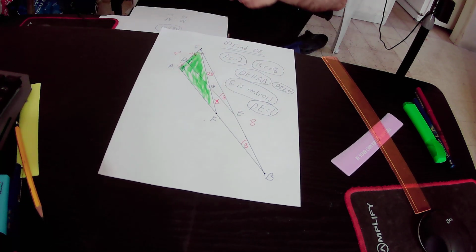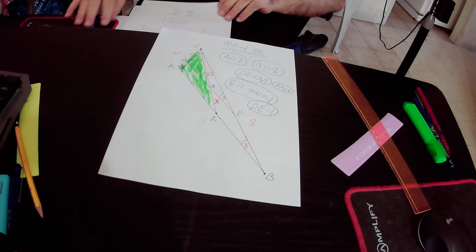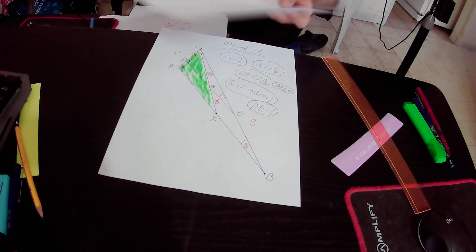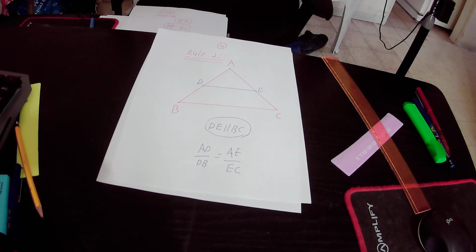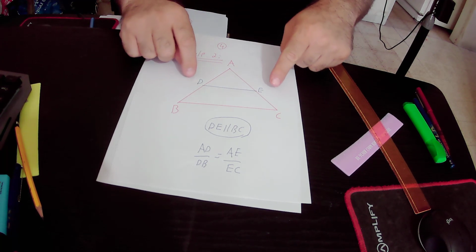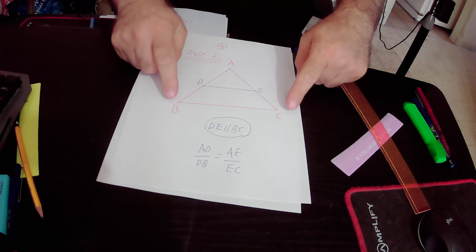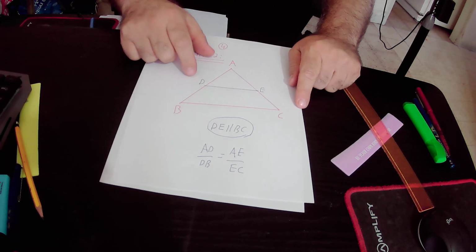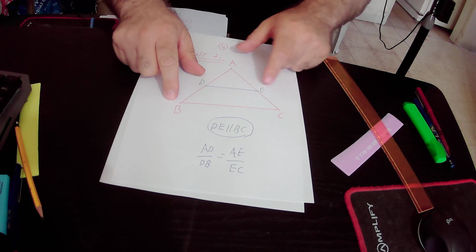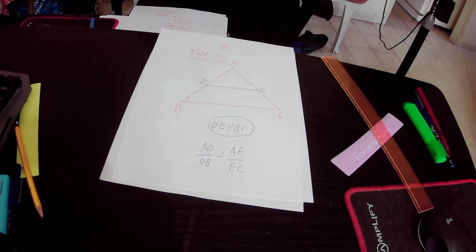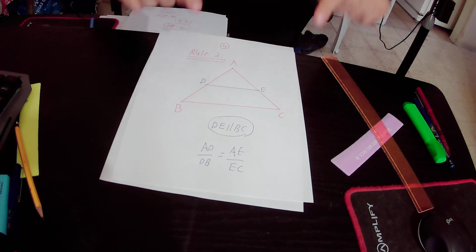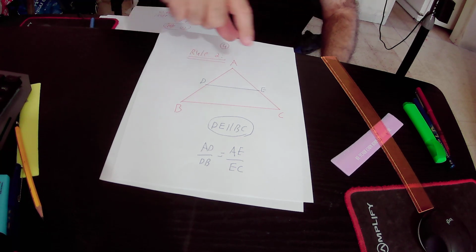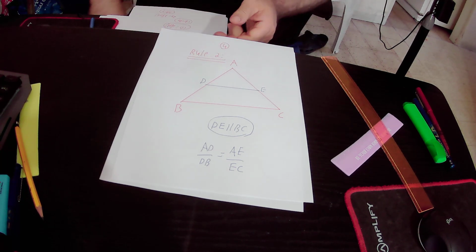Okay, and we also have rule number 2, which is true in any triangle. Triangle ABC could be any triangle, and if we know that the line segment DE is parallel to BC, then AD over DB will be equal to AE over EC, and this rule is true for any triangle. So if DE is parallel to BC in triangle ABC, AD over DB will be equal to AE over EC.